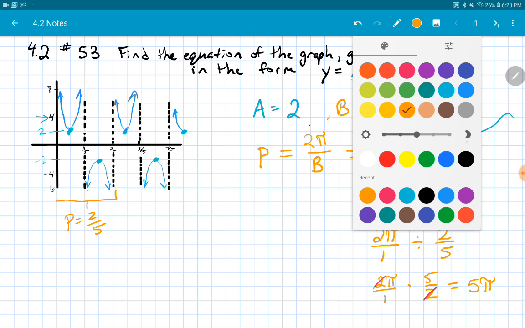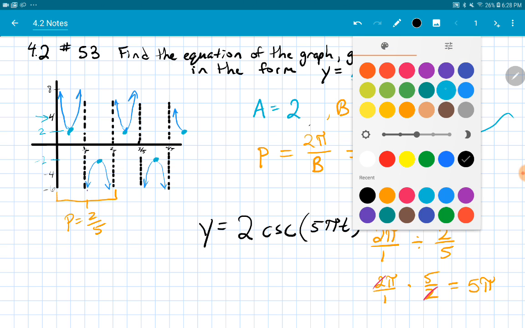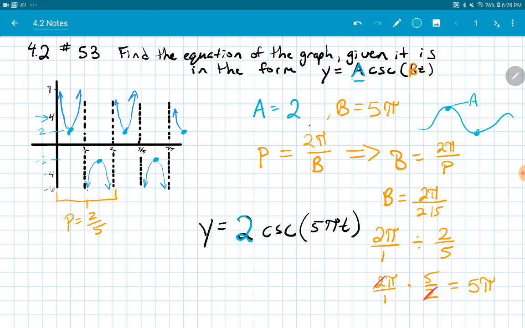So my final equation is going to be y equals 2 cosecant 5 pi t, where the 2 is the a and the 5 pi is that b.